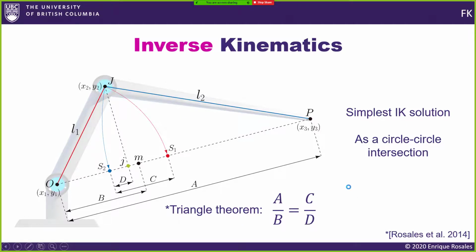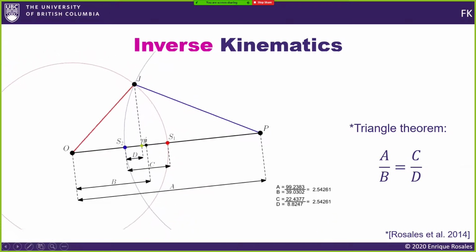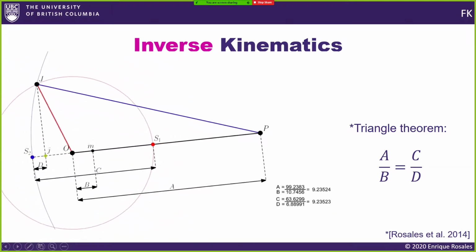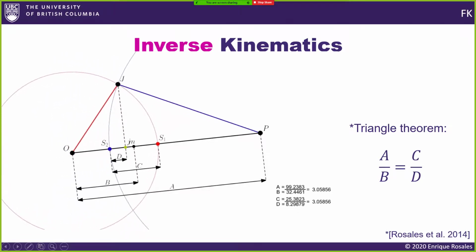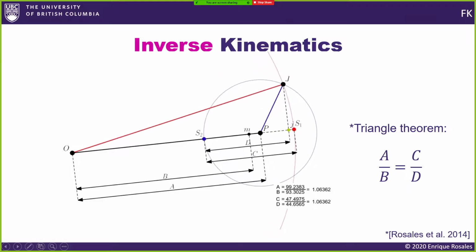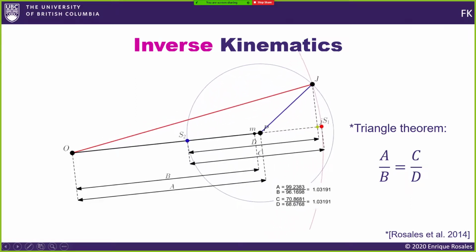And again, this is an example of this theorem. The theorem is valid for every possible triangle. So it's a very quick way to compute this point J, which, again, is just the projection of the intersection of these two circles onto this line here.